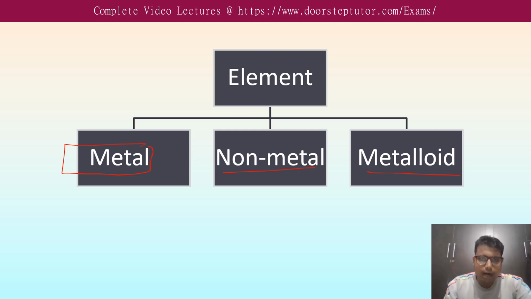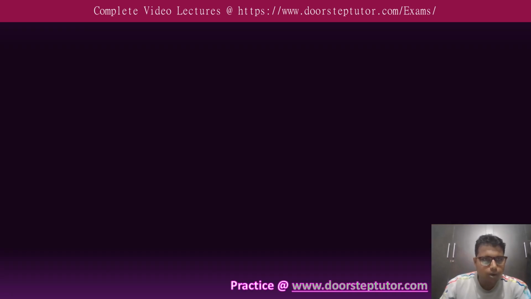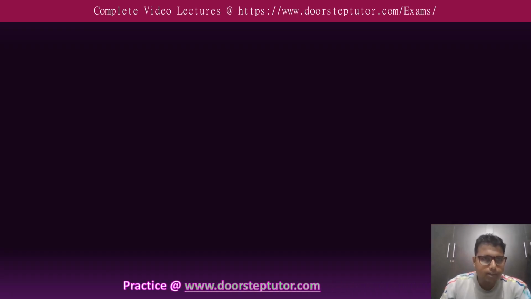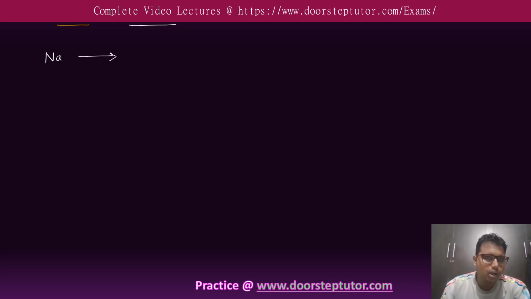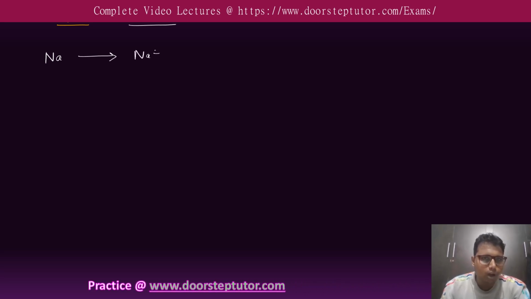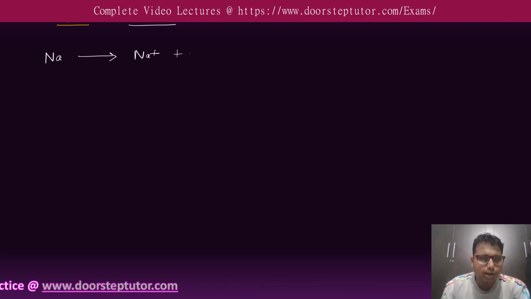Okay, so when we are talking about the metals, metals are those substances which have a tendency to donate electrons. For example, if we talk about any metal, a very famous example like sodium, sodium has the tendency of donating one electron. Why it is donating one electron, we will also understand about that. But in general cases, metals have the tendency to donate electrons.